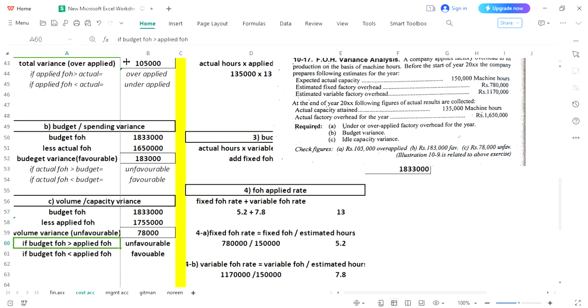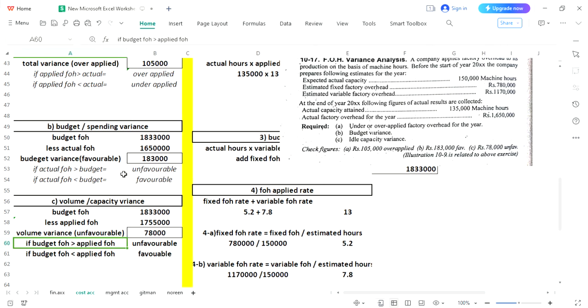Let's make a little more space. These two statements were written just for the reference. They are unneeded now and you may erase them. In this way, all three variances are calculated.